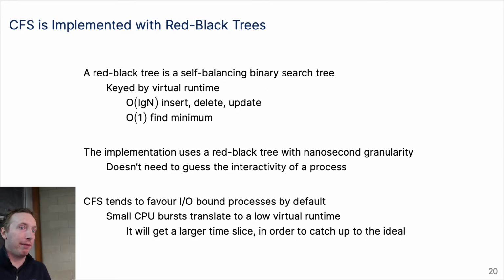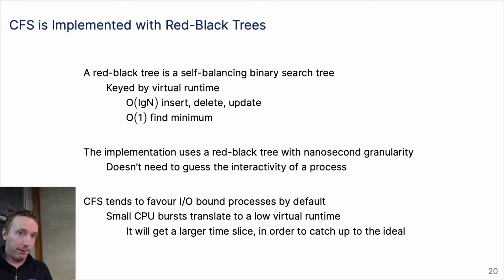So it's keyed by virtual runtime, which only ever increases. If you insert a process when it's done its time, or need to delete it when it's dead, or update it, that's logarithmic time. And if you need to find the minimum, which is what the scheduler does, right? Whenever it needs to make a scheduling decision, it just picks the lowest virtual runtime. So that's just O(1), that's super, super fast. So that's why the scheduler would use it.